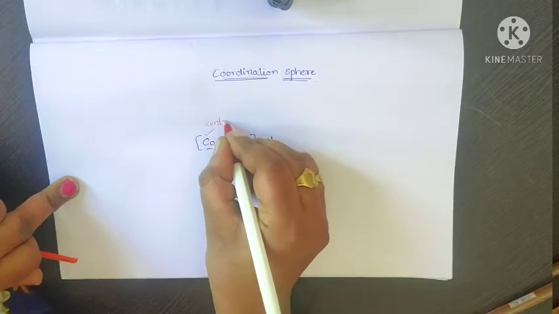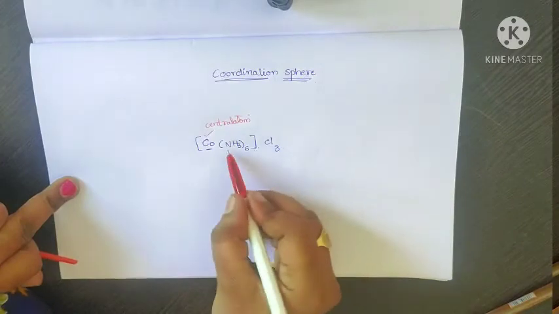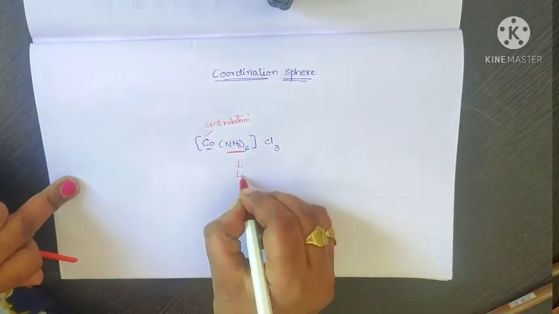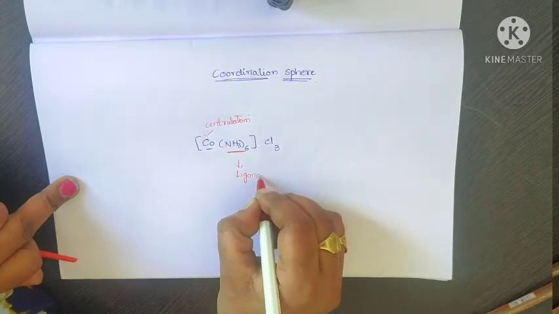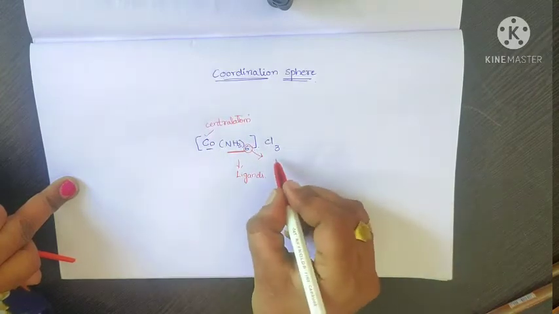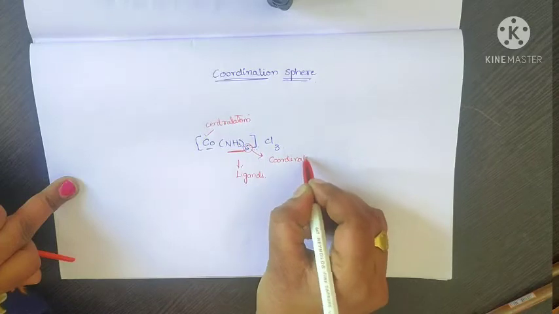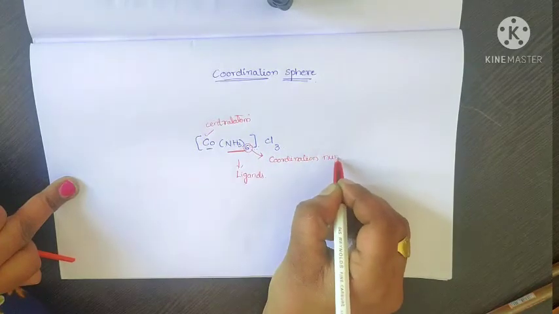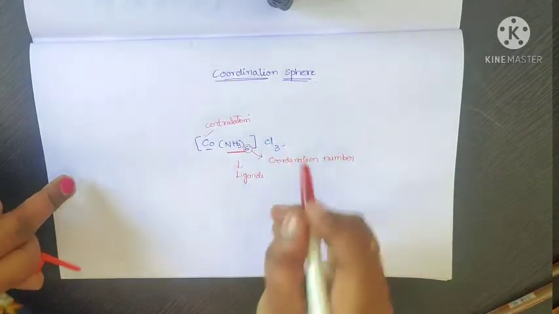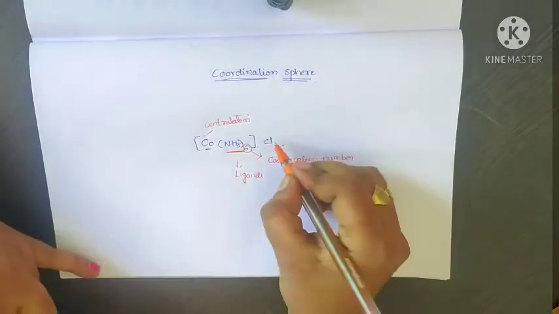Co is the central atom and the ligands are (NH3)6. So these 6 ligands are directly attached to the central atom. These are represented inside the square brackets. And the ligands are 6. The number of ligands is termed as the coordination number. Okay students, what is coordination number? The number of ligands is termed as the coordination number.